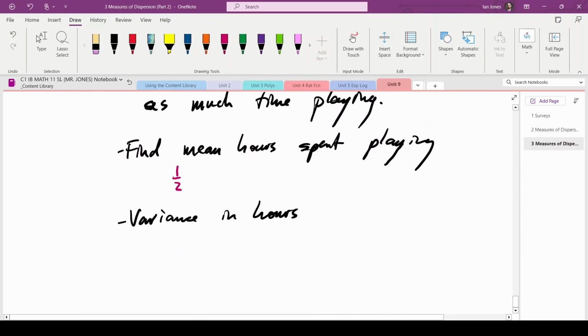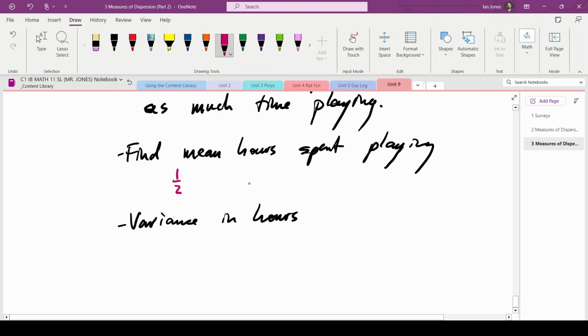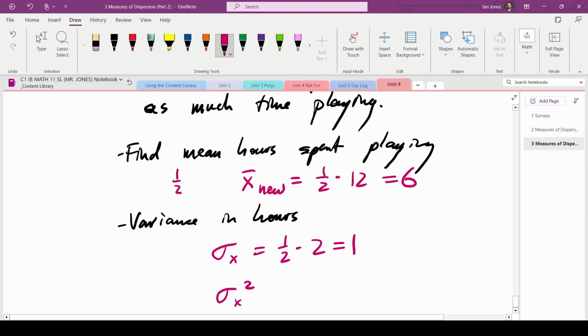Okay, so the mean nu equals 1/2 times 12, which equals 6. The standard deviation is going to be 1/2 times 2, which is 1. And then the variance is the standard deviation squared, which is going to be 1. So that would be a correct solution.